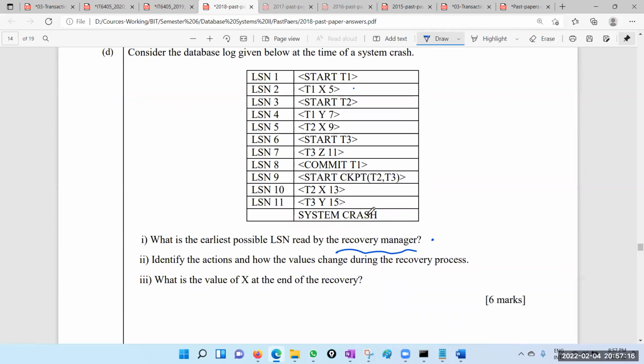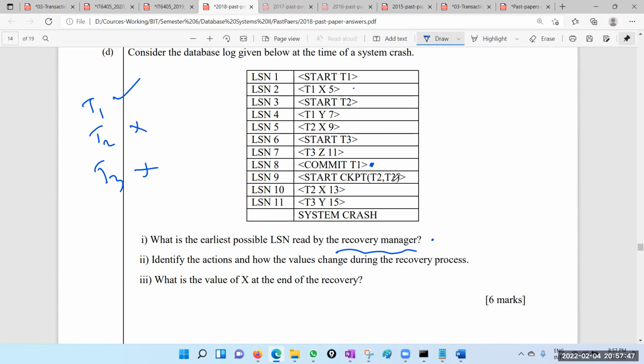So this is your system crash. So what are the transactions? T1, T2, T3. So this is where the last checkpoint is. Anyway, let's see. Transaction 1 is committed. That means we are going to redo. Transactions 2 and 3 are not committed.